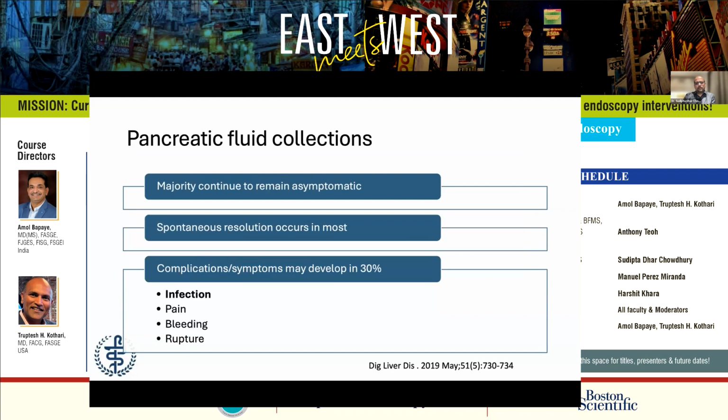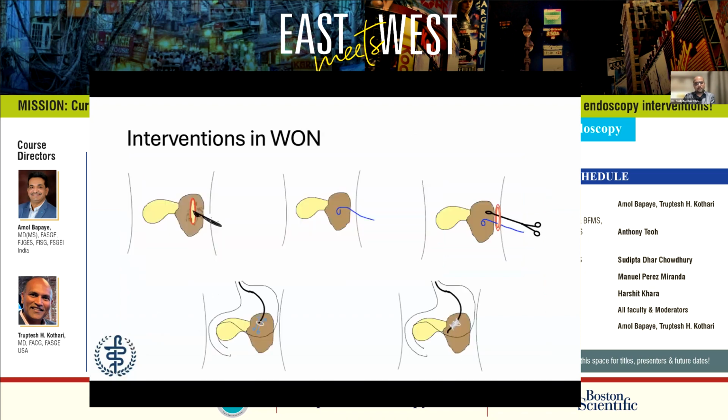But in most patients, pancreatic fluid collections remain asymptomatic, and spontaneous resolution occurs in most. However, complications develop in a small portion, around 30%, and this is primarily seen in patients with walled-off necrosis. The complications are predominantly in the form of infection, pain, bleeding, and rupture. One should address pancreatic fluid collections only if the person develops symptoms related to them. So the interventions in acute pancreatitis have had a paradigm change. We started off with surgery, then went to percutaneous drainage, video-assisted retroperitoneal drainage, and of course, now endoscopic drainage.